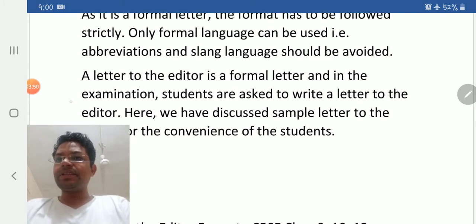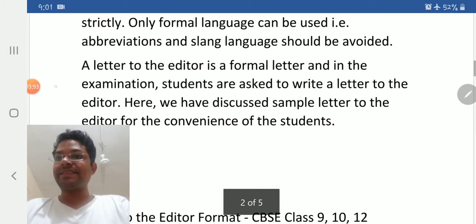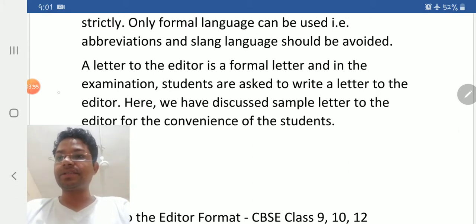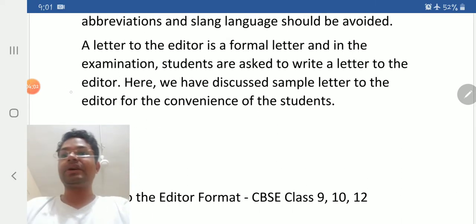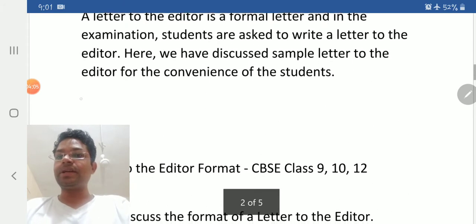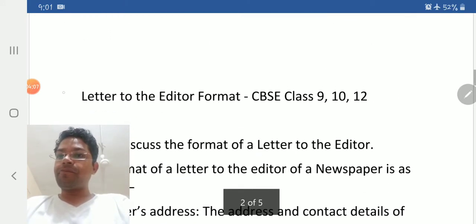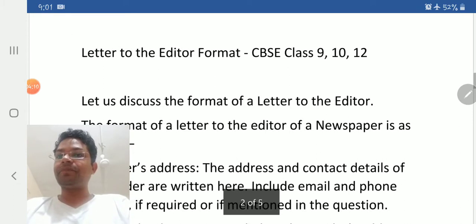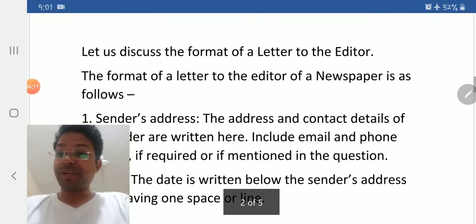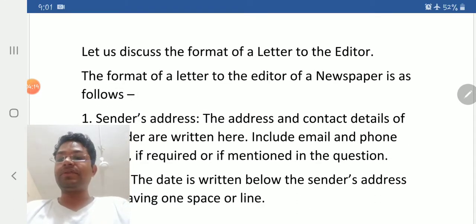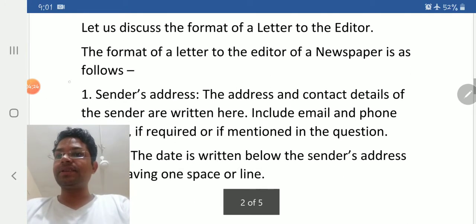A letter to the editor is a formal letter, and in the examination, students are asked to write a letter to the editor. Here we have discussed a sample letter to the editor for the convenience of the students. A letter example is given here, and remember that it is very useful for class 9 and class 10. So let us discuss the format. I told you that the format of letter writing is very important because it is a formal letter. So let's see what is in the format.